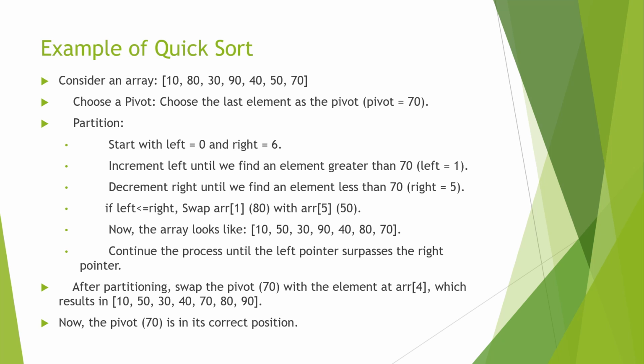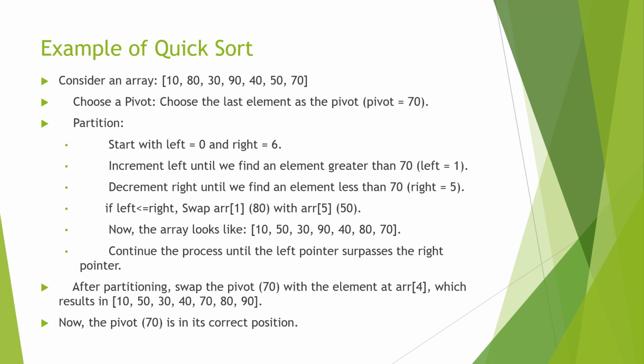Now the right pointer will be decremented from right is equal to 5 to right is equal to 4. At right is equal to 4 we have 40. So 40 is lesser than 70. Now we swap these two elements, so 40 will be in place of 90 and 90 will be in place of 40.